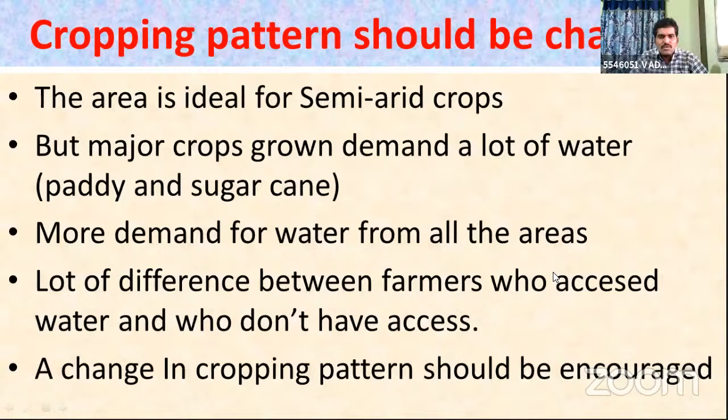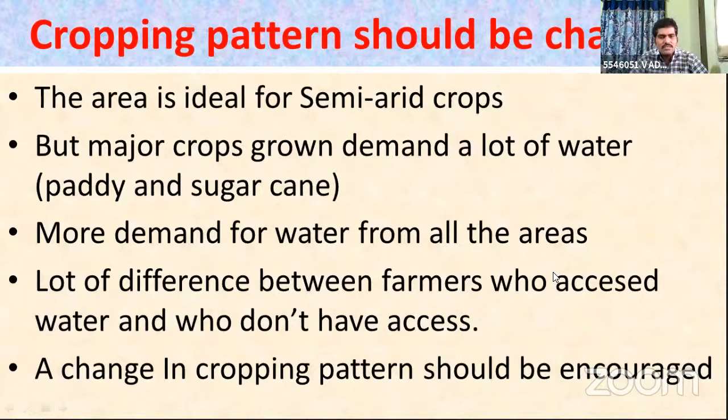But major crops grown demand a lot of water. Majorly in this region, the people are cultivating paddy and sugarcane. They need more water. So that's why this problem is rising frequently, with more demand for water from all the areas. So the water disputes are not only between states, but also between some regions within the state. A lot of difference exists between farmers who have access to water and who don't.